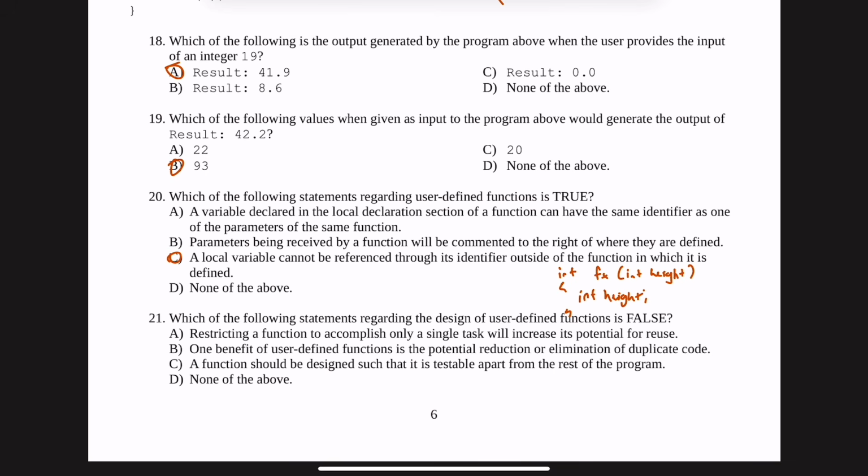We really want to design our program so that we could change the purpose by only changing the defined constants in the main function. B, one benefit of user-defined functions is the potential reduction or elimination of duplicate code. This is going to be true as well.